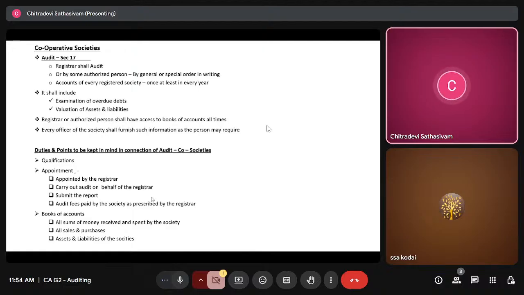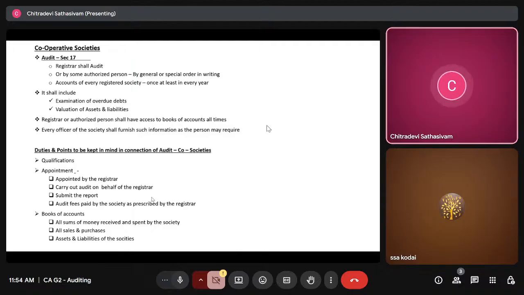Every society act has been properly made and registered, and for that a particular chartered accountant has also been appointed. By whom is he appointed? He is appointed by the registrar, and what will he do? The audit. How will he do it, considering a lot of duties and special points in place.